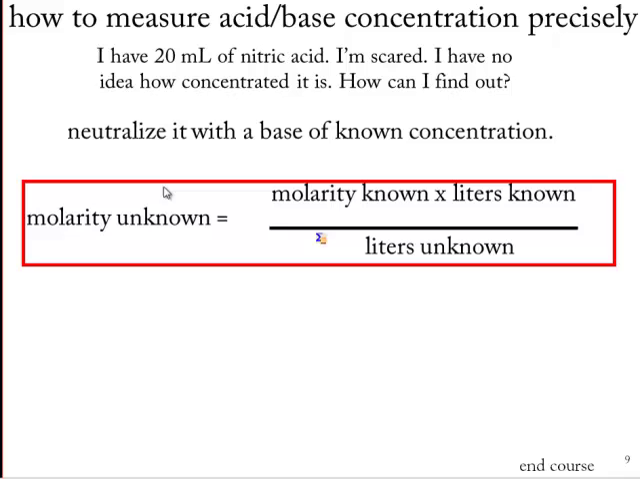That relates to this formula. If you rearrange C1V1 = C2V2 and recognize that for concentration we're talking about molarity, it always ends up being this. So this is the formula I gave you. The molarity of the unknown is equal to the molarity of the known times the liters of the known divided by the liters of the unknown substance.